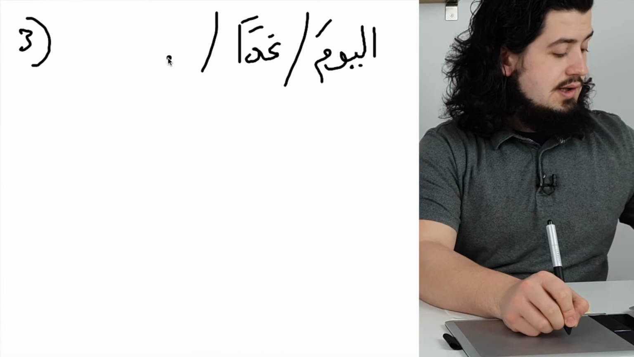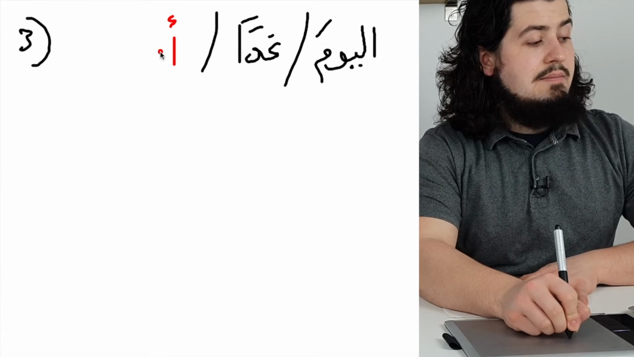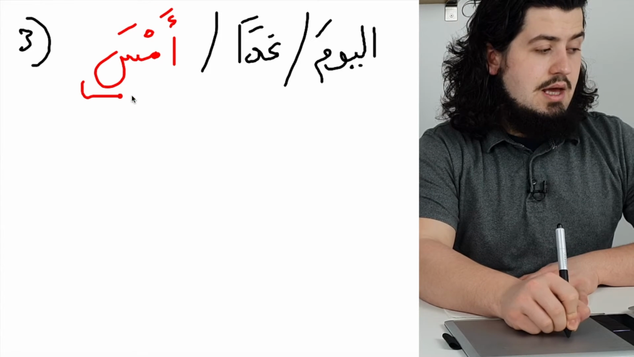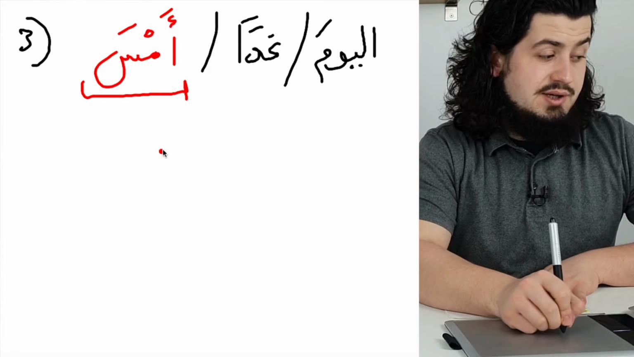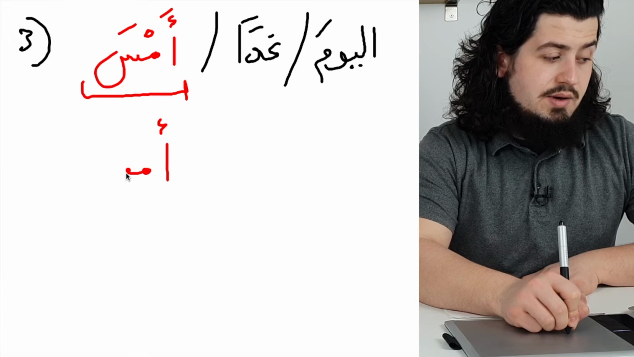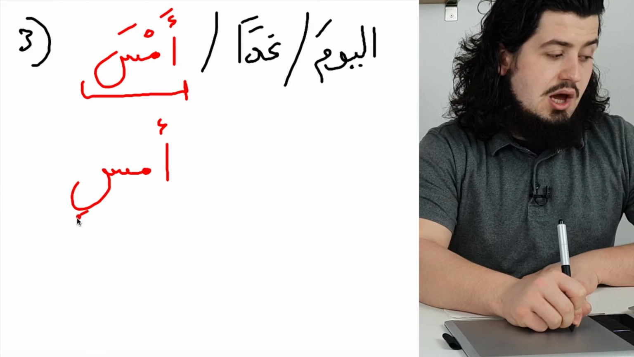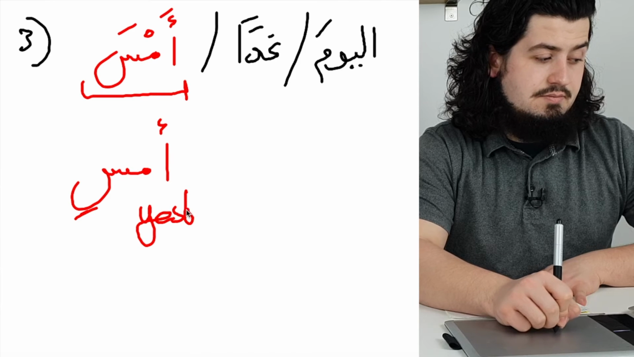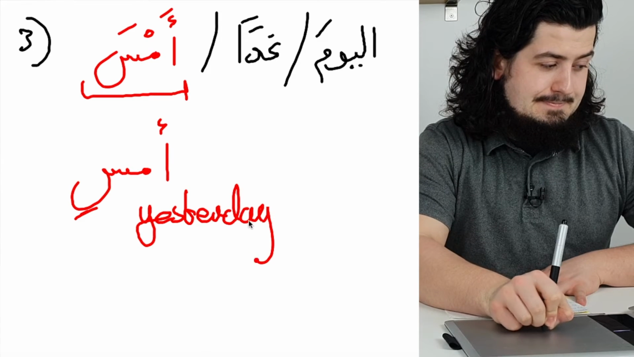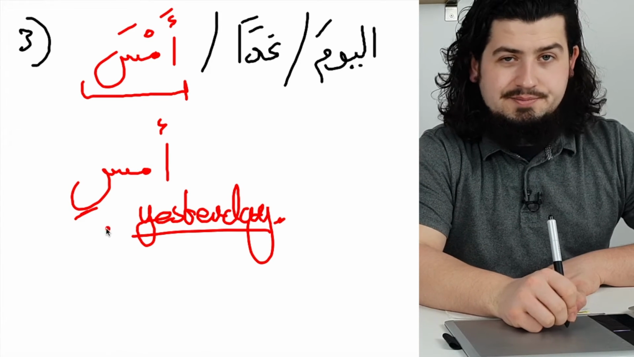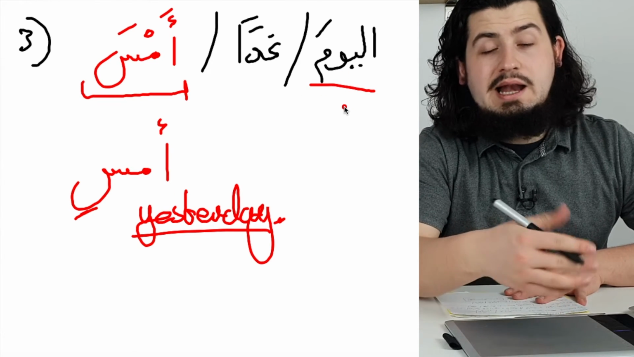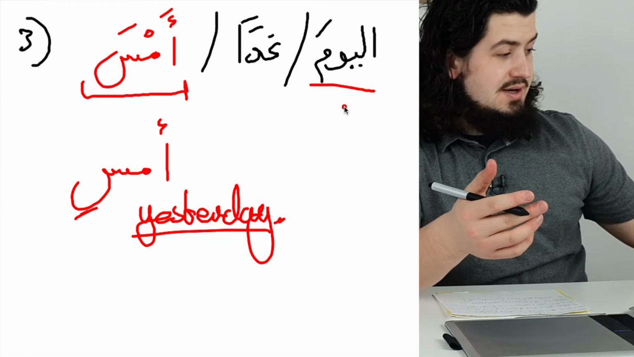A lot of the time students assume, and I'll put this in red because it's wrong, that yesterday is written أمس. But no, it's not أمس. Unfortunately, it's an exception to this, and we say أمس with a kasra. You can say يوم أمس as well, but it means yesterday. Just remember that it's written with a kasra. You don't say it at the end of a sentence the same way you say اليوم. Cool, that was the third one.